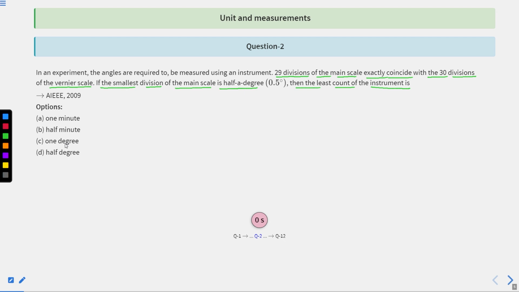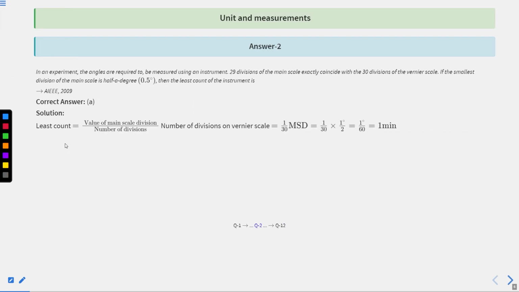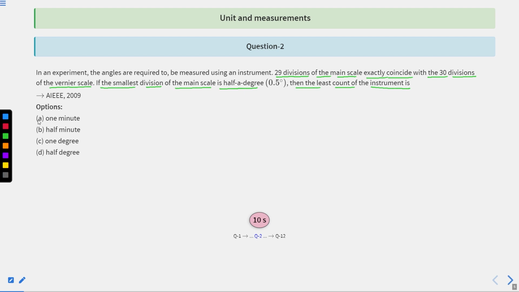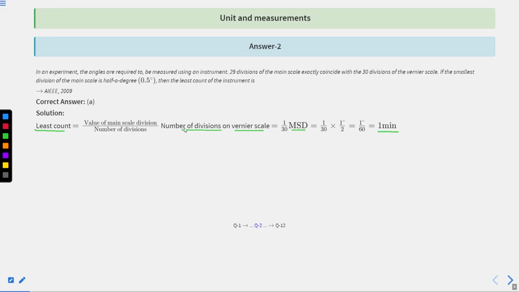So, let's find a solution. The formula of least count is the value of one main scale division divided by the number of divisions on the vernier scale, which is 1 by 30 MSD. By calculating, the answer is 1 minute. The correct answer is 1 minute. Clear? A option is correct.